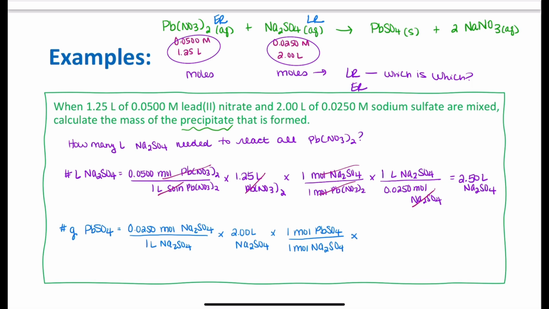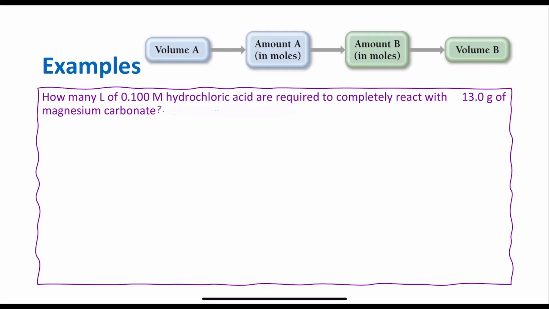Lead is pretty big. Lead's like 207.2 or something like that. Sulfur is 32.07, 4 oxygens at 16 grams each. 303.3 grams PbSO4 for every 1 mole of PbSO4. Again, lead is a really big atom. This gives me 15.2 grams of my lead 2 sulfate. Check my sig figs, 3 sig figs everywhere. Yep, I've got 3 sig figs, so 3 sig figs is my final answer. So 15.2 grams of lead 2 sulfate.